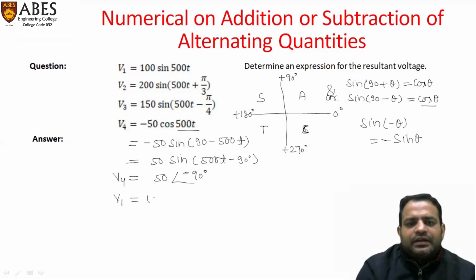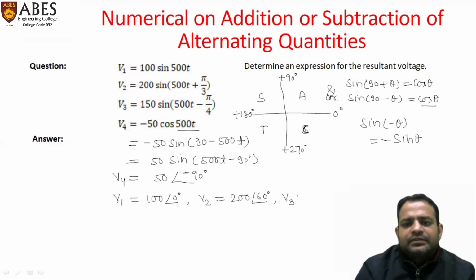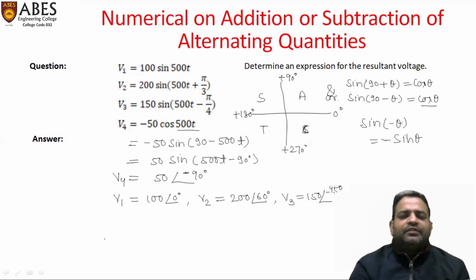Correspondingly, V1 is 100 angle 0 degree, V2 is 200 angle 60 degree, and V3 is 150 angle minus 45 degree. So this is our V1, V2, V3 and V4.